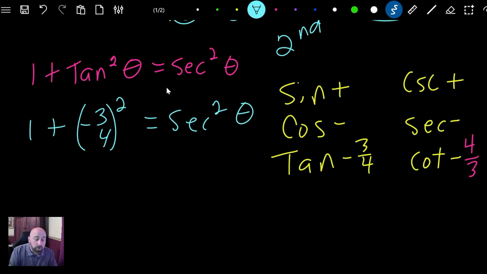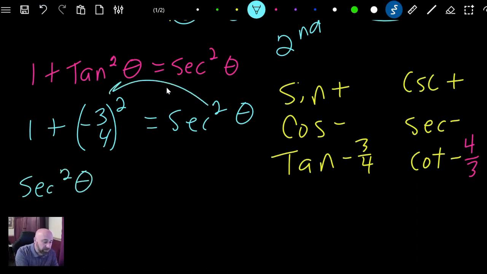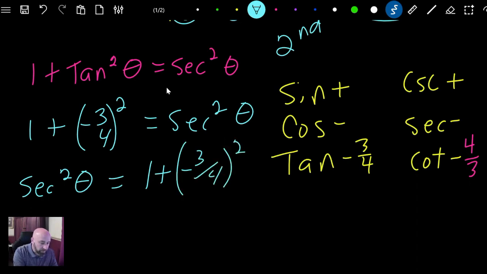Now, what we want to do is get secant by itself. Well, it already is. Look. Well, yes and no. Sometimes it's easier to put everything on the left side. You can do that if you want. The secant squared theta equals 1 plus negative 3/4 squared. Basically, I'm just switching these two things, because maybe it's easier for you to see it that way.